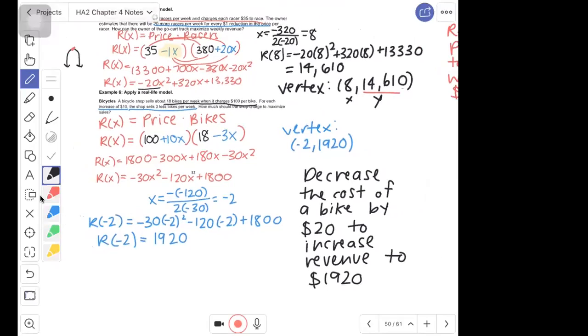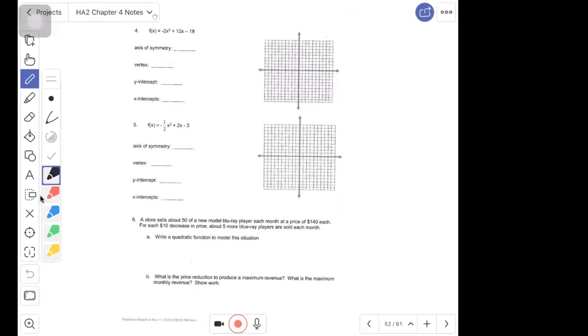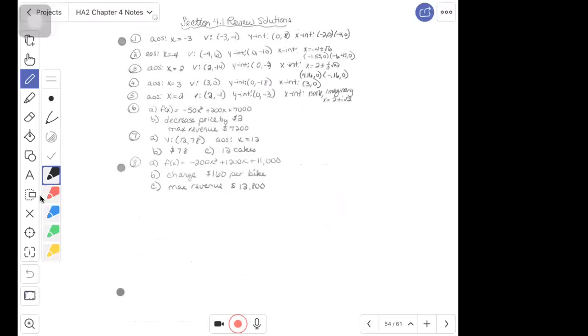So now we're going to look at your homework for tonight. Your homework for tonight is just reviewing everything that we've done in section 4.1. So graphing, and there are a few word problems on here. It is on Google Classroom for you, so go ahead and pull that up. There's graphing problems, word problems like we just did, and there's also an answer key as the last page.